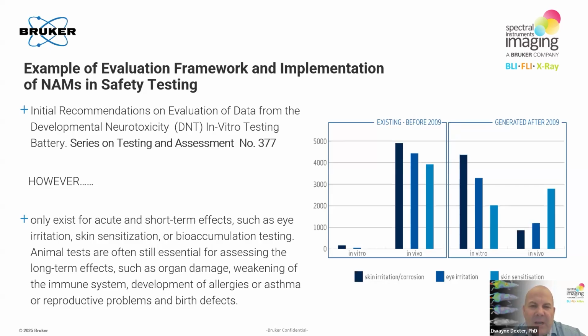If you want to understand how the EU is approaching the adoption and validation of NAMs, I just highlight one series on testing and assessment, number 377. It's an interesting read if you want to understand the nuts and bolts of what goes into this type of evaluation. So this series is talking about developing in vitro tests for developmental neurotoxicity. It's just a great example of the thought process that needs to go into the implementation and validation of a system that's going to replace one or two types of animal testing in terms of safety assessment.